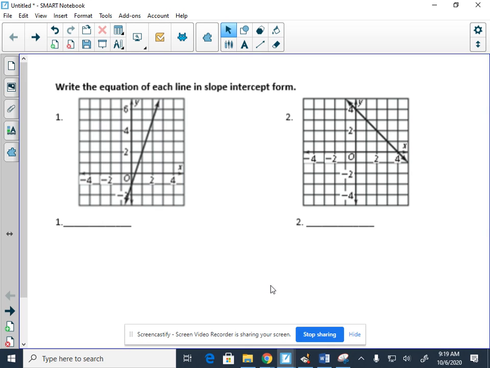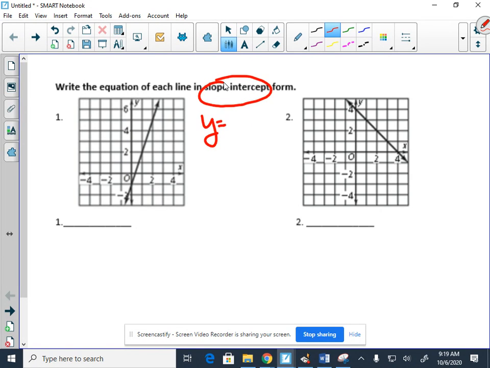If you do it, we're having a quiz on Thursday. So write the equation of the line in slope-intercept form. First of all, what's slope-intercept form? It's y equals mx plus b. So here our goal is to find m and b.